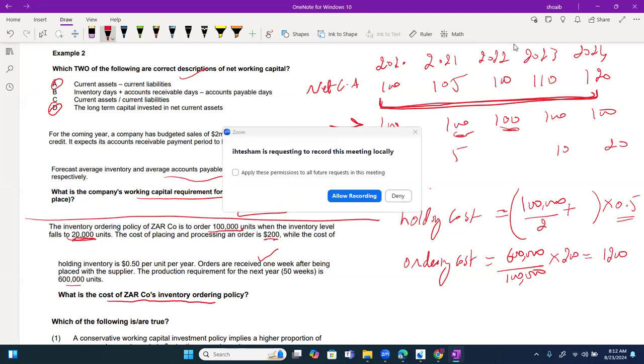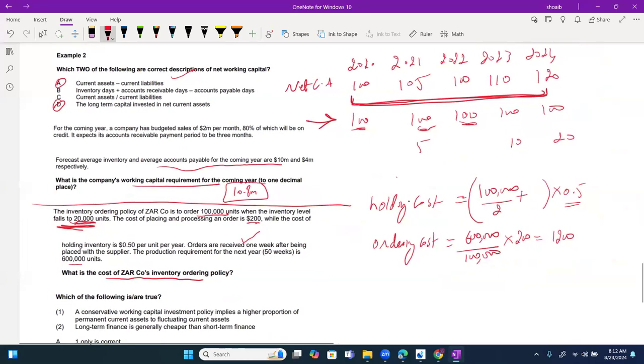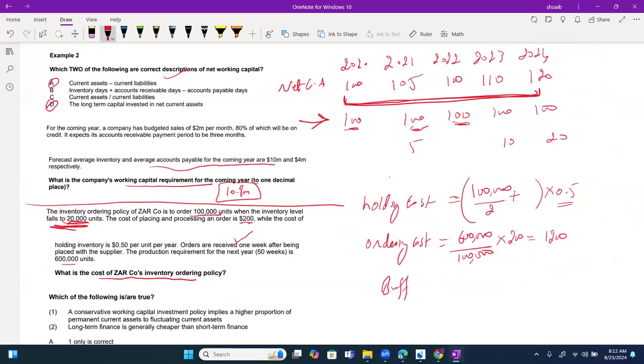Why am I thinking that there can be a buffer stock? Because reorder level is given. In all of the simple questions, reorder level was not given. So just check, is there any buffer stock? We have learned the formula of buffer stock today. Reorder level minus average consumption during lead time. What is the lead time? 1 week.